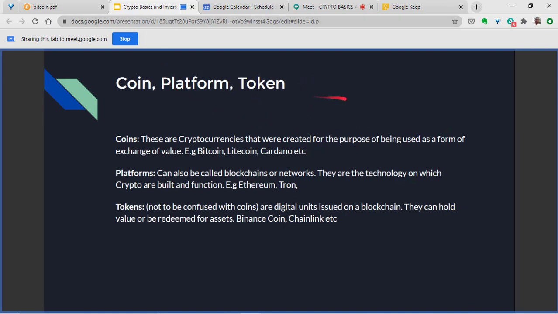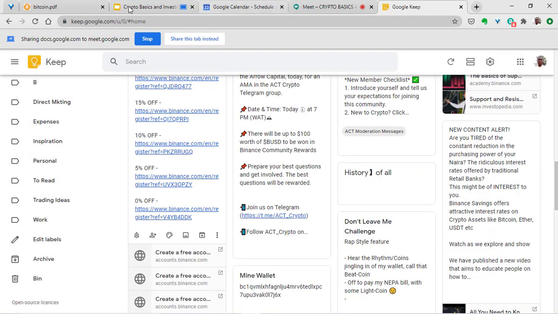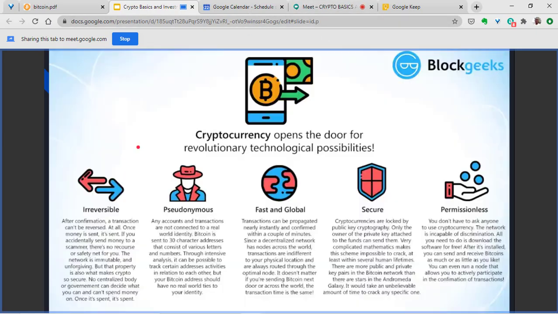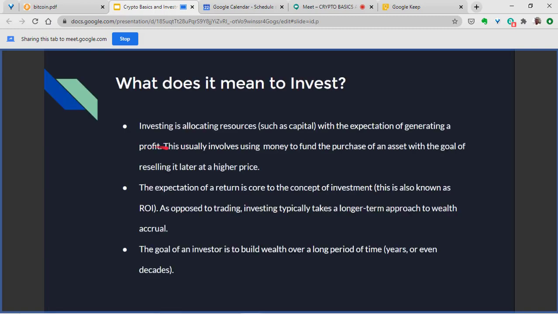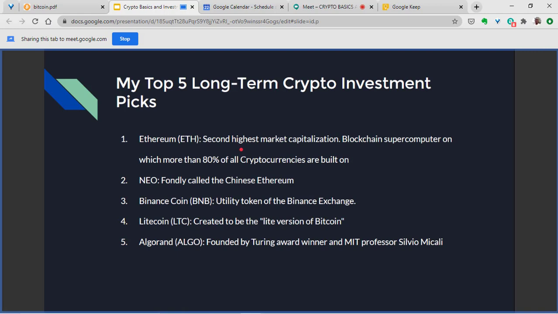I'm trying to see how I can explain. So basically, what those mean is, let me go to this slide. So what you can see here now, you can see Ethereum, right? ETH. Are you with me?